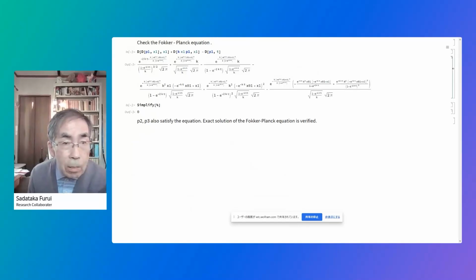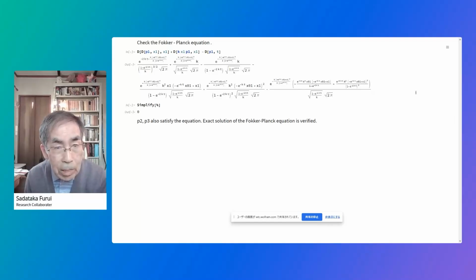I check the two terms, the sum of the two minus the left-hand side, and then I find that this is completely zero. So P2 and P3 also satisfy this equation, and the solution of the Fokker-Planck equation is verified.